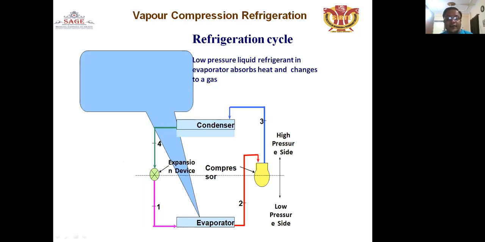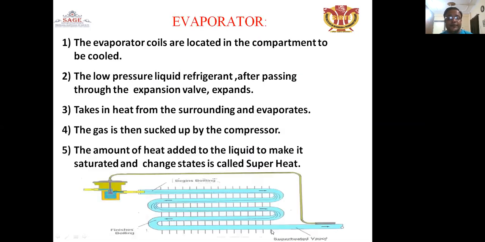This is a cycle which was already discussed in earlier classes. This is the high pressure side, and this is the low pressure side. The compressor and condenser both work on the higher pressure side, and the expansion device and the evaporator both work on the low pressure side. The evaporator coils are located in the component to be cooled.